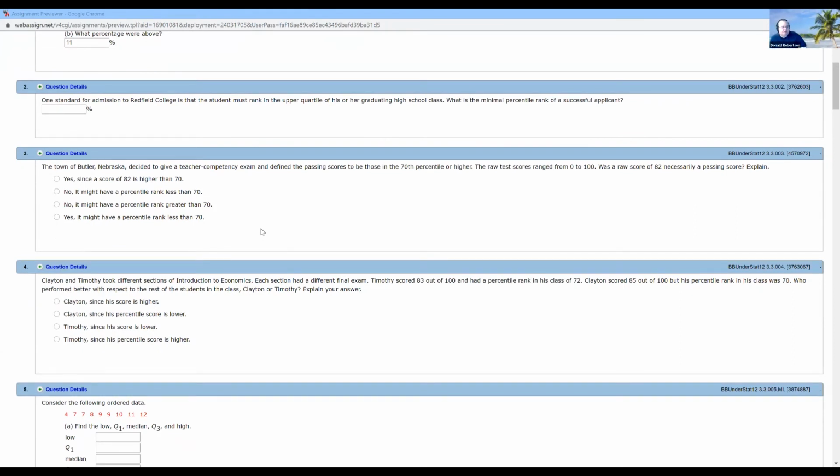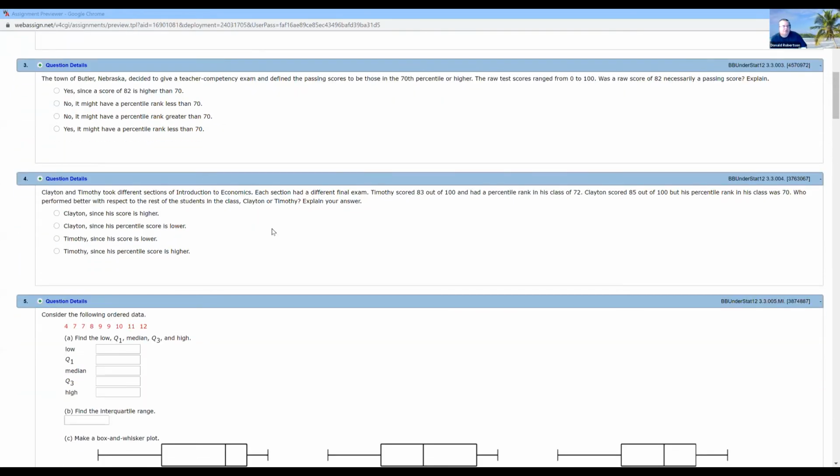one standard for admission into Redfield College is that the students must rank in the upper quartile of his or her graduating class. Upper quartile. What guy do you think they mean by that? Quartile. Is it the 75th percentile? Yes. They have to be in the upper quarter, the top 1/4. And remember, the top 1/4 is called the 75th percentile. Okay? So that's what that one is about.